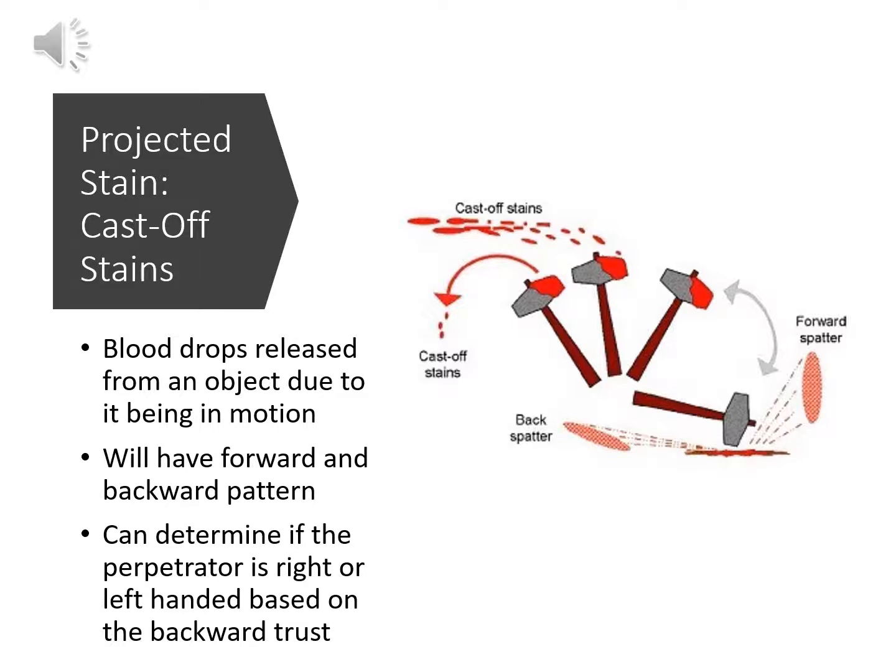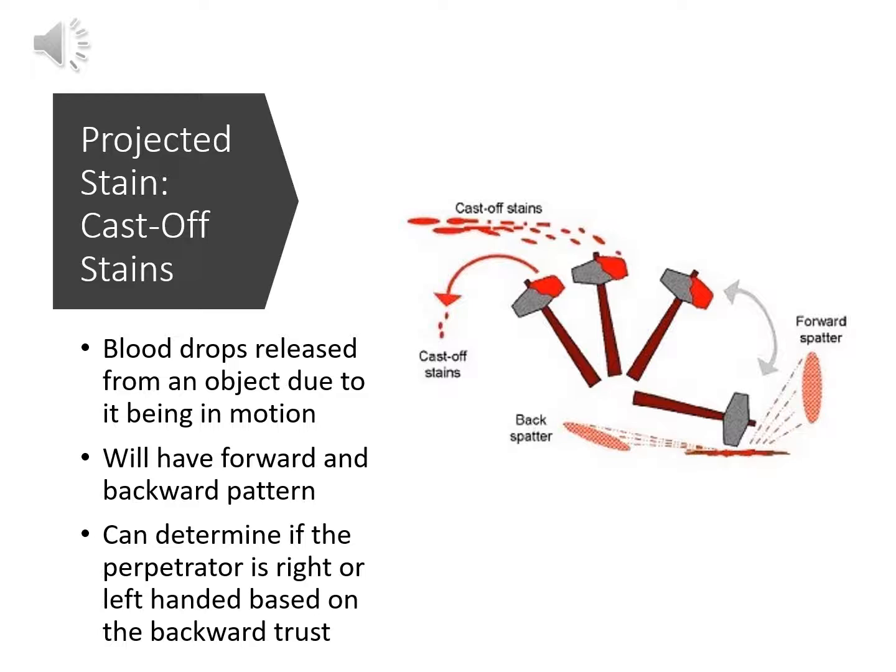And the last type of projected stain we'll consider are the cast-off stains. So this is blood drops released from an object due to the object being in motion. And there will be both a forward and a backward pattern to this. So if we consider the image on the right there, you have that tool that again is initially clean. Once it's used to cause a wound, then it's going to have blood on the one surface of it. As it makes that wound, it's going to cause some forward spatter, especially if it were used multiple times.